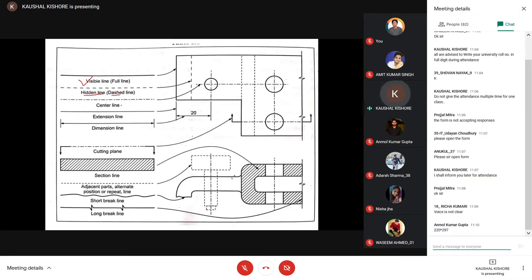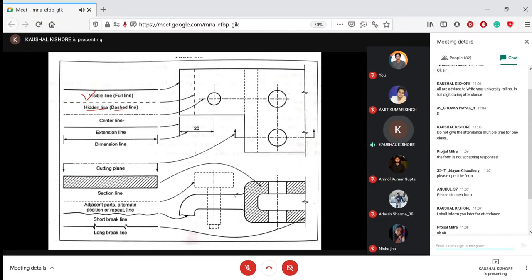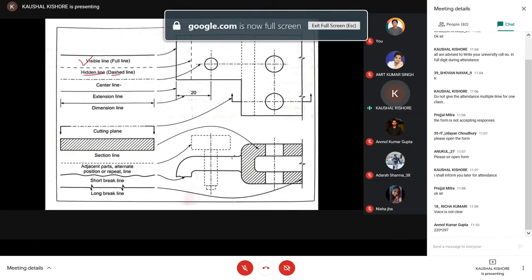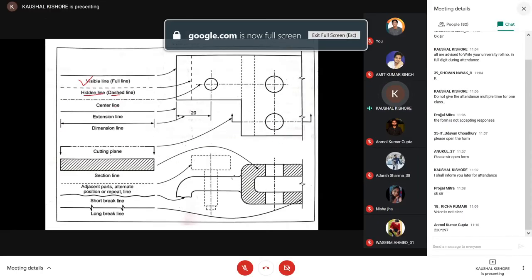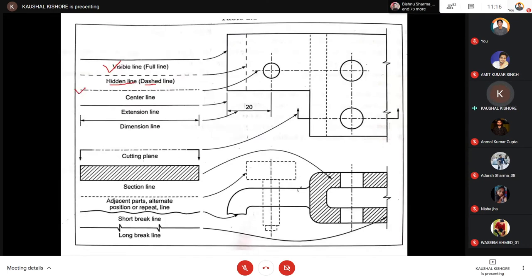Then after, the center line. Like a center of a circle or center of a rectangle, you have to draw the center line. So this type of line is called center line. This is called the hidden line. If you draw the hidden line, then you can draw this type of dotted line.